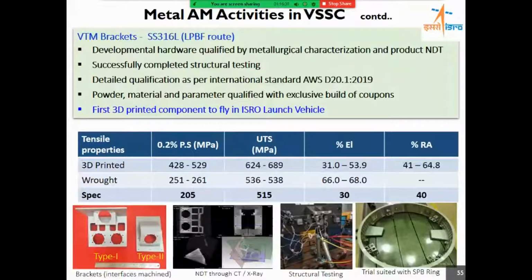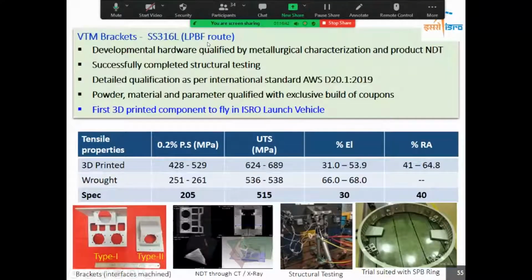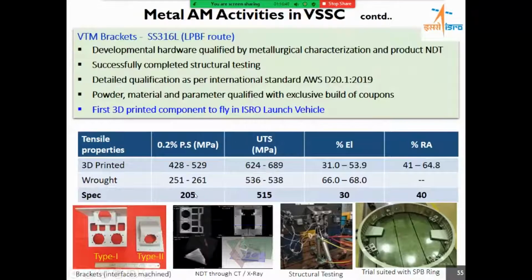This is an example of SS316L, which we tried to make through the laser powder bed fusion technique. If you see the specification for the mechanical properties, it is only 205 MPa yield strength and 515 MPa ultimate tensile strength, 30% elongation and 40% reduction. These are two types of brackets which we made through the 3D printing route. And you can see here how the properties compare with the conventional manufacturing route. We got tremendous property advantage because of the fine grain microstructure which is possible in this technique.